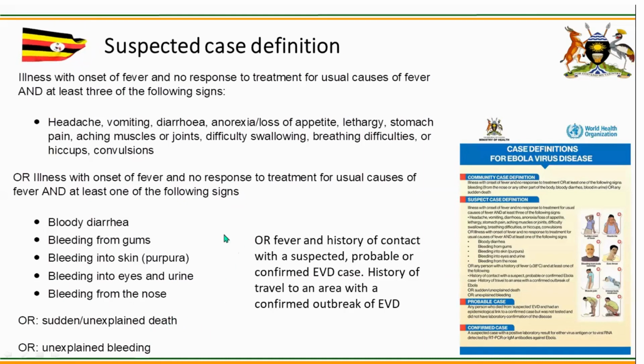The last one is unexplained bleeding. Someone comes to you, fever is not there and all those symptoms are not there, but he is bleeding, and he never expected bleeding. There is no history of bleeding in the past, but now he's bleeding from the gums, from the eyes, for example, or from the ears, and there's no trauma. If the bleeding is not explained, please, that's also another suspected case of Ebola. So you need to signal the system so that the appropriate action is taken.